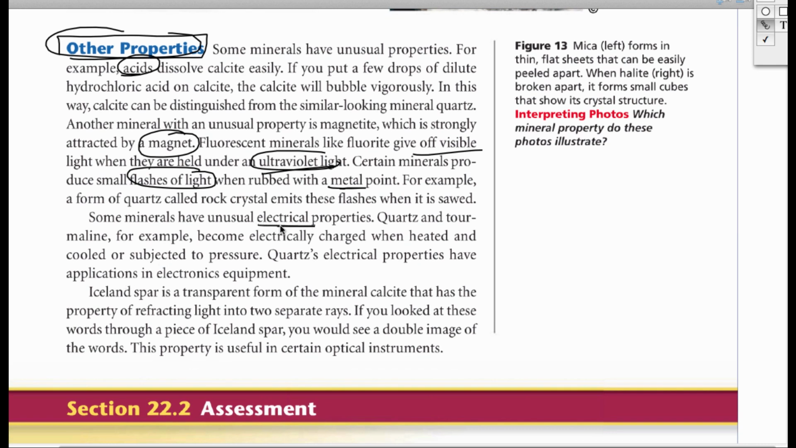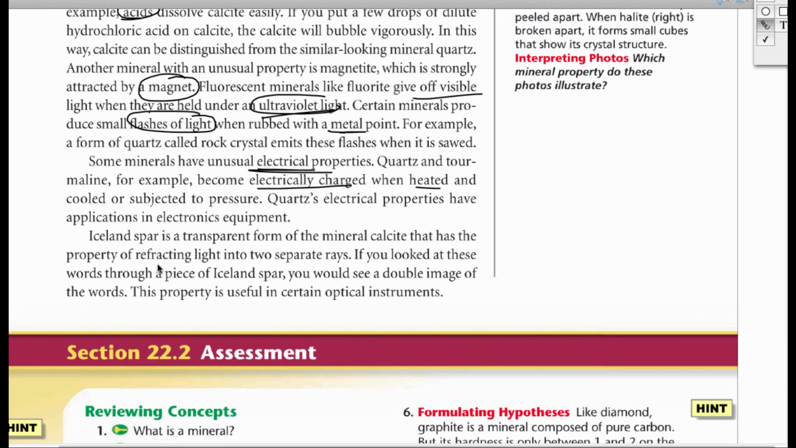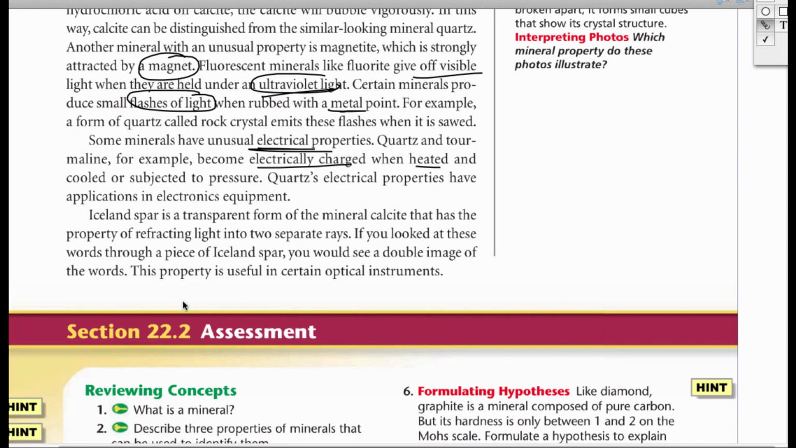They might even have some electrical properties. So when they become electrically charged, they heat up. So just be aware of these other types of properties, even though they may be less known. All right? So all of 22.2 was just all about minerals and their properties. So you need to know that.